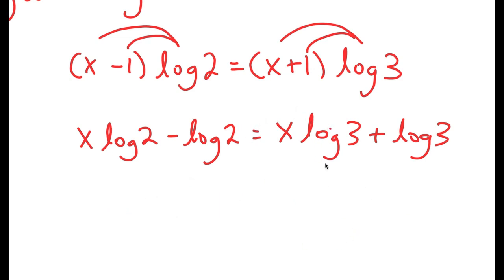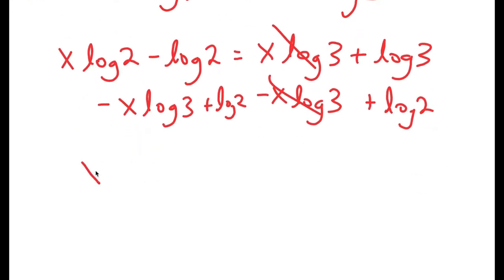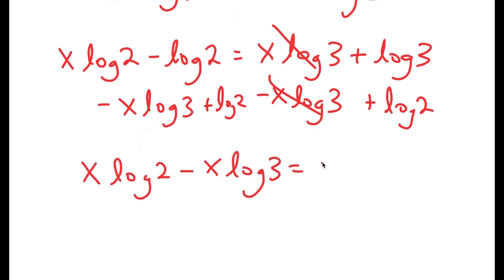So, now that that's good, I'm going to subtract x times log 3 on both sides, and also add log 2 on both sides. I'm doing this because now I can group all the terms that have x together and group the terms that don't have x together. So now I get x times log 2 minus x times log 3 is equal to log 2 plus log 3.